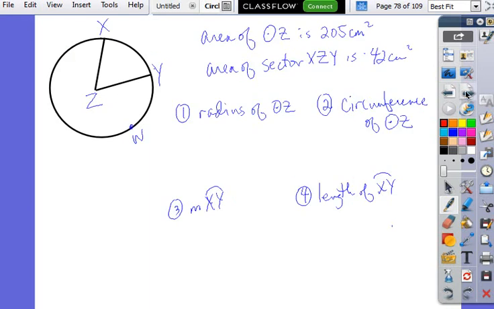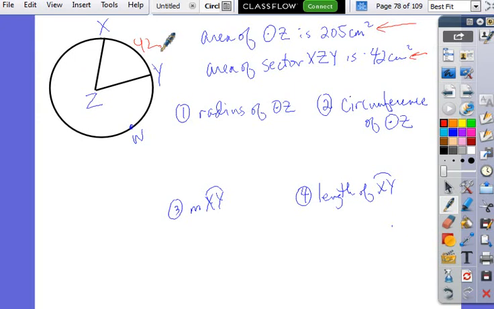For this, it tells me the total area here and the sector area there. So the 42 is the small one, and the 205 is the area of the whole circle. Now the first question says, give me the radius of the circle. Well, if I have the area, I can find the radius.